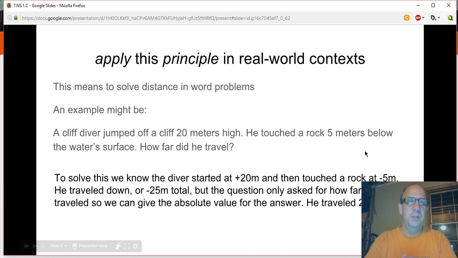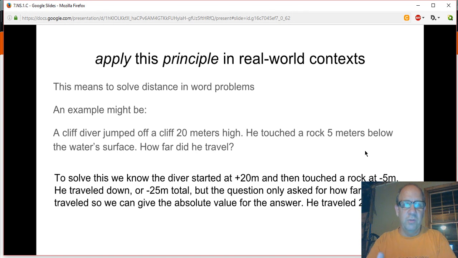The third part says apply this principle in real-world context. That means to solve distance in word problems. One example might be, a cliff diver jumped off a cliff 20 meters high. He touched a rock 5 meters below the water's surface. How far did he travel?